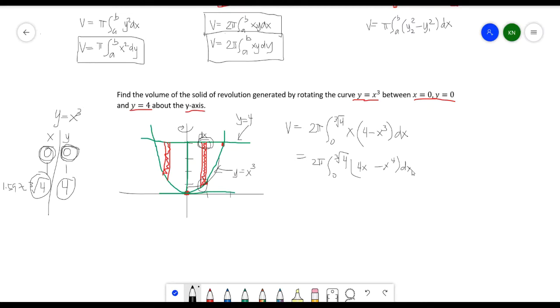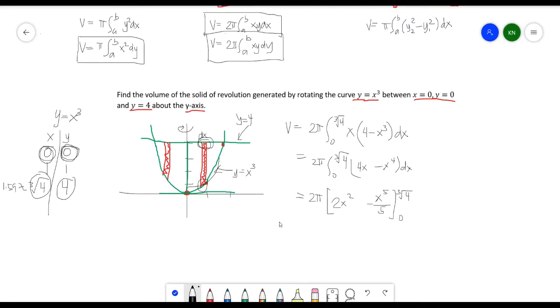Then afterwards, we can integrate this separately. So we have 2 pi, and then the integral of our function, which is 4x squared all over 2 minus x to the fifth all over 5, from 0 to cube root of 4. But as we know, 4 divided by 2 is 2, so we can just replace this by 2x squared.